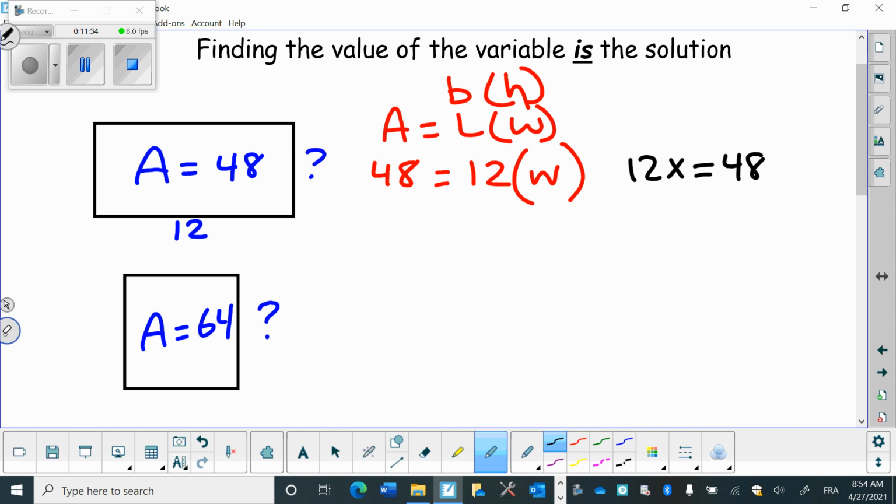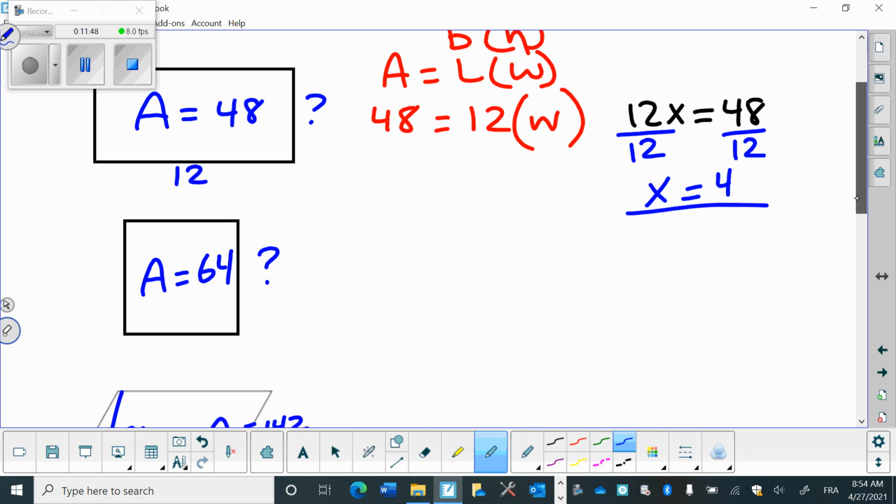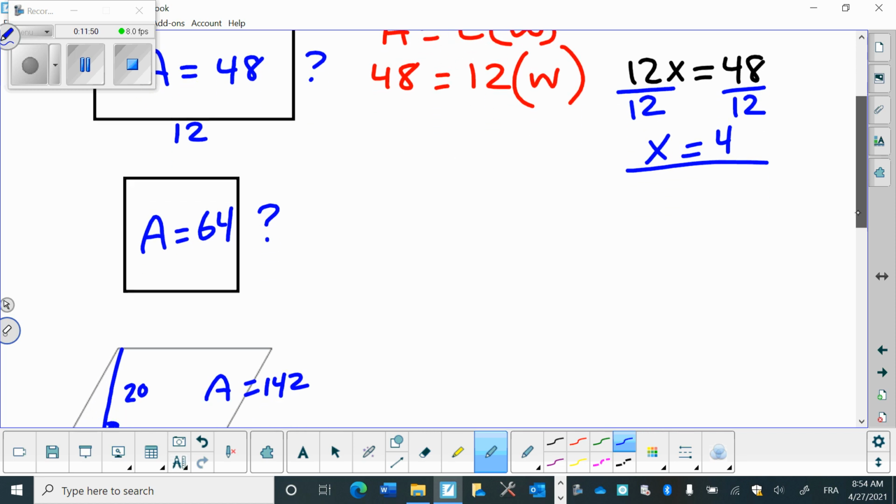It's W. Remember how my equation skills? Divide by 12 on each side. X is equal to 4 as a final answer. So yes, I know you can just divide by 12, but you are setting up an equation because formulas are going to get more complex as we go through.